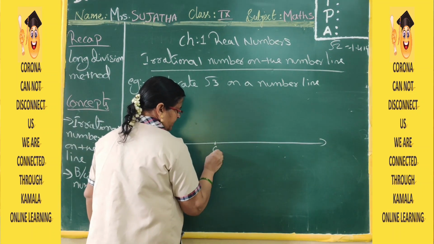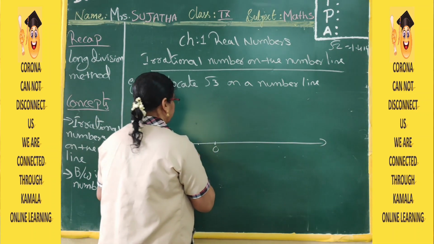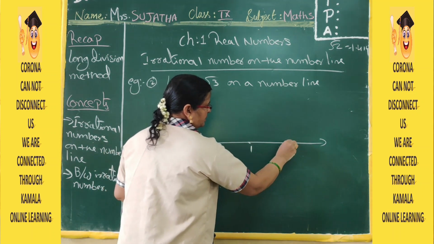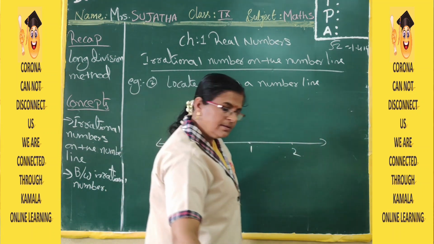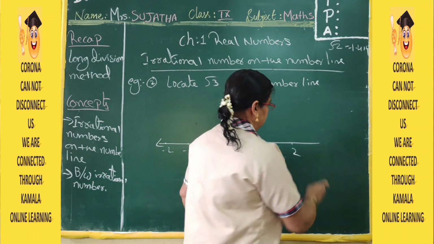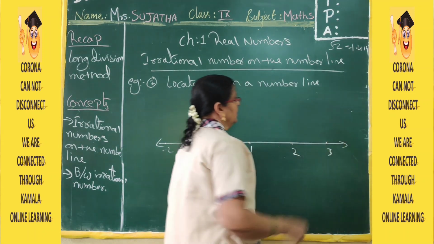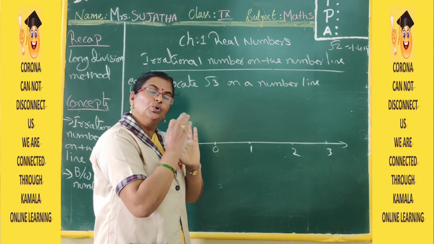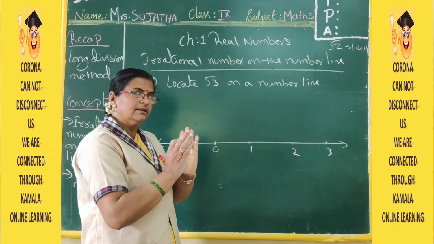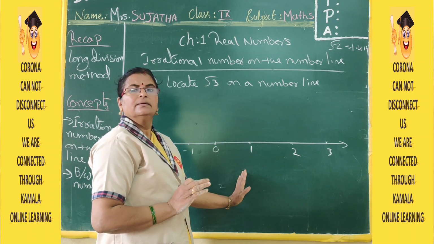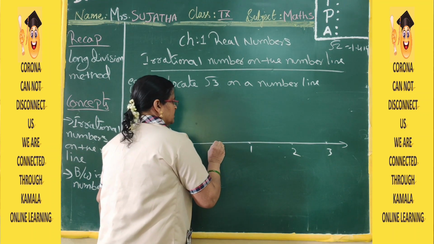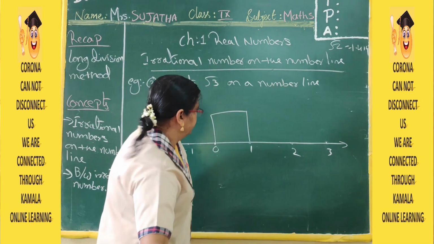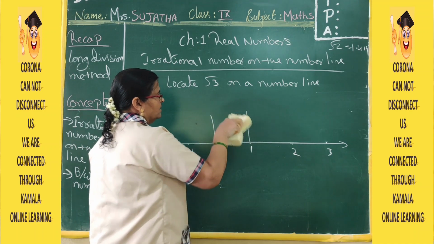Same way you can take here 0. Okay. Now here minus 1, minus 2. Here 1, here 2, and here 3. Okay. Now first how we did in the root 2 on the number line, we made one square box with the 1 unit measurement. So here also you should make same square box with 1 unit measurement. Means all sides are 1 unit, 1 unit.